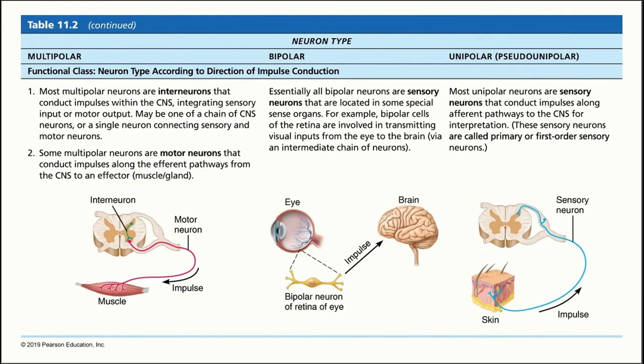Most of the unipolar neurons function as sensory neurons, and instead of carrying special sensory information like we saw with the bipolar neurons, unipolar neurons carry general sensory information from things like the skin, the skeletal muscles, the joints, and they convey all of this information to the central nervous system for integration and interpretation.